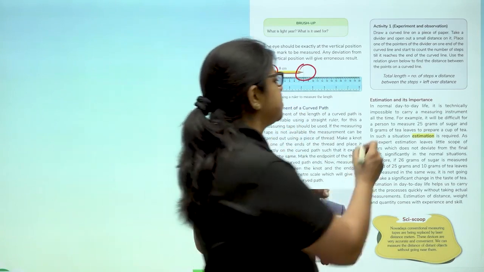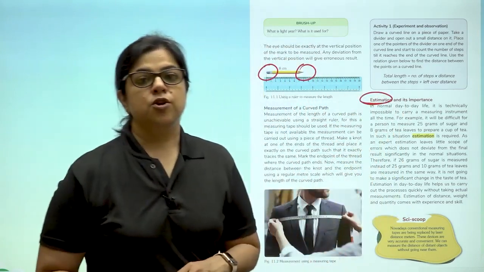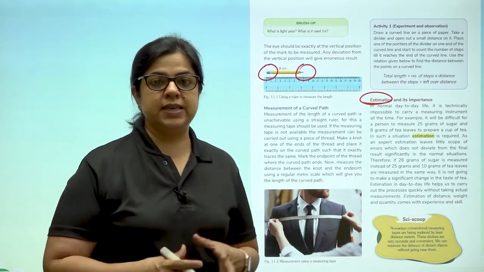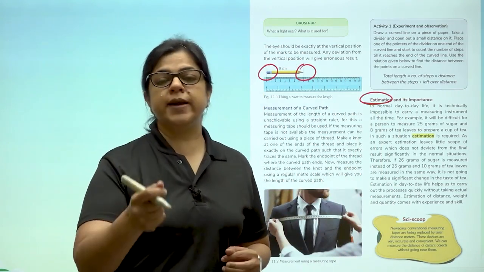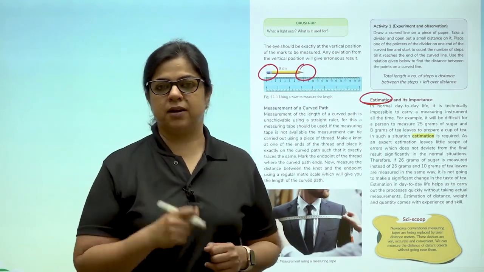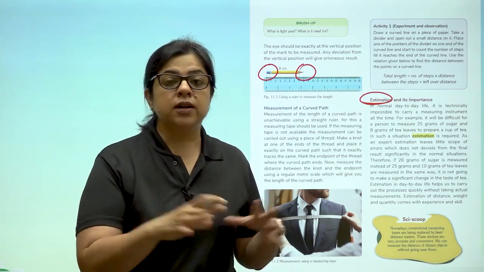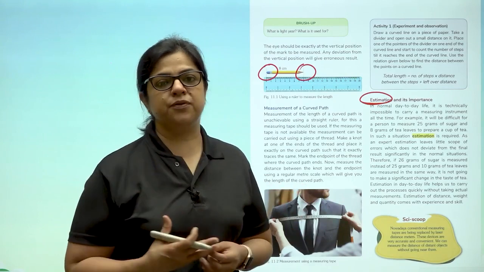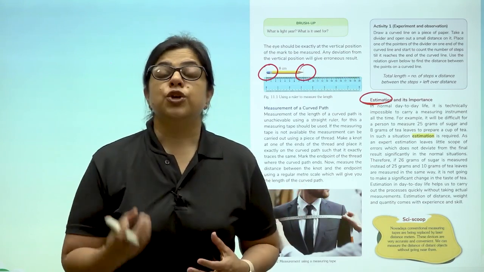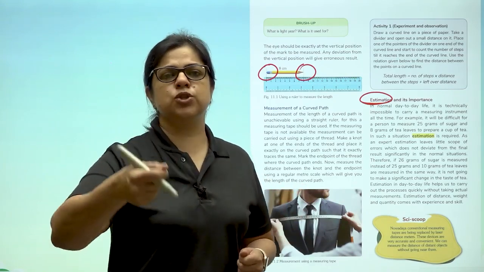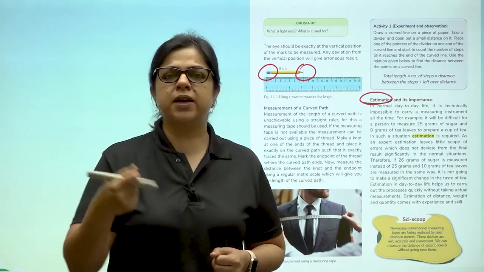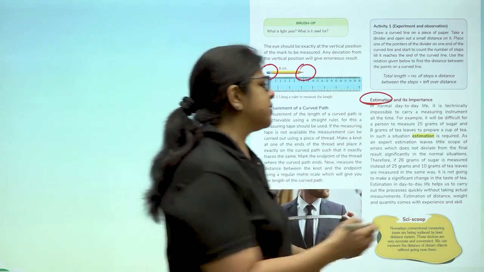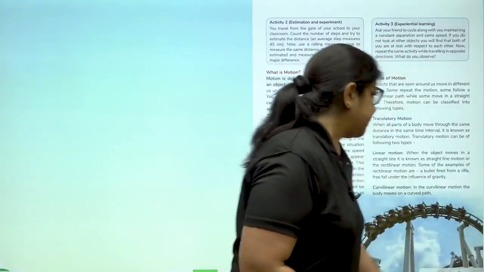Sometimes estimation is very important. For example, if you are using a recipe to make tea, it says use 25 grams of sugar to make a cup of tea. Now, you cannot look for a measuring scale all the time to measure the 25 grams. So, what do you do? You estimate that this teaspoon or this tablespoon should be equal to this amount. So, estimation is very important.